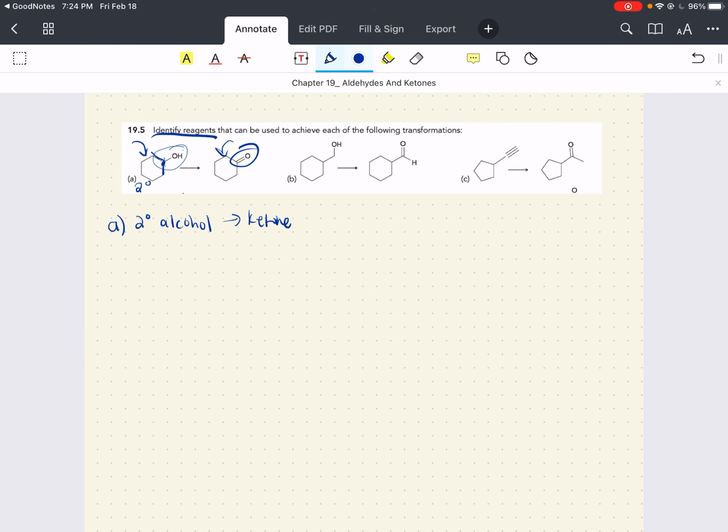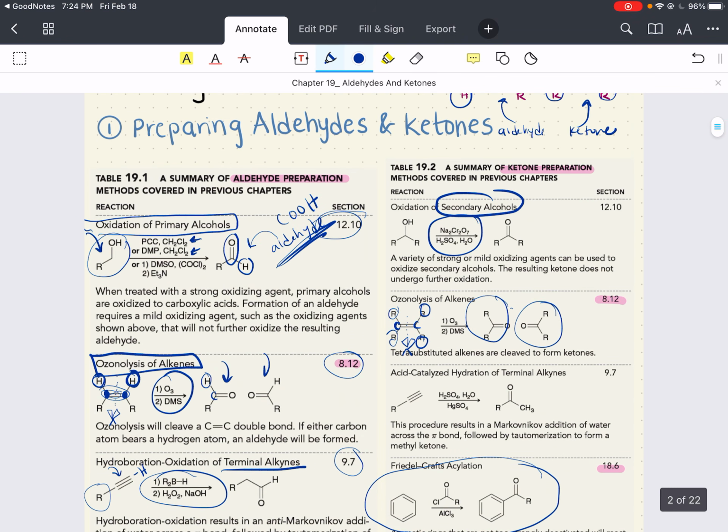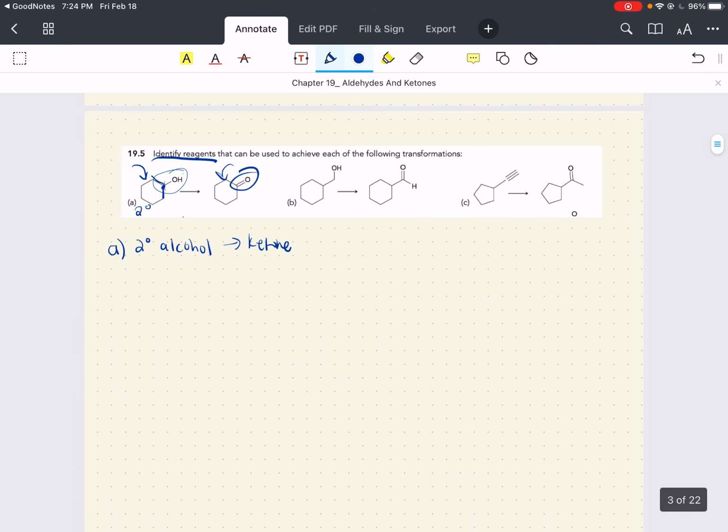We know the way to do this. We're going to scroll right back up. Oxidation of secondary alcohols to get us a ketone. Easy peasy. We need sodium chromate, sulfuric acid, and water. This will get the job done. So the reagents that we need to achieve this transformation are sodium chromate, sulfuric acid, and water. Fantastic.